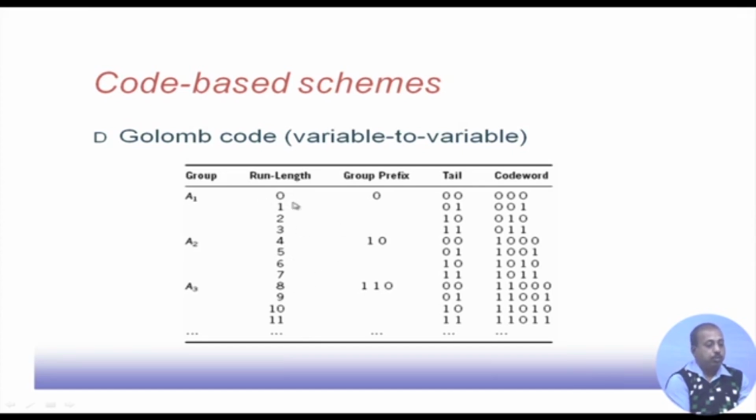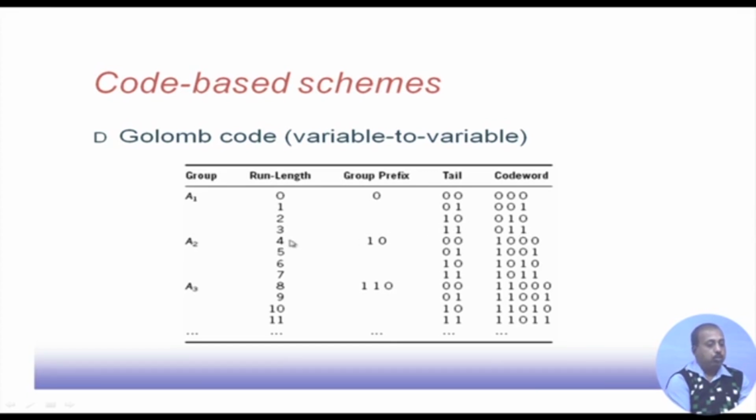Then for each group we have a group prefix. For group A1, the group prefix is 0. For group A2, the group prefix is 10. For A3, it is 110. Now, individual run lengths within a group are coded with individual tail patterns. Say there are four run lengths in each group, they are coded as 00, 01, 10 and 11. So the run length of 0 is finally coded as the group prefix followed by the tail: 0, 0, 0. Similarly, run length of 1 is coded as 0, 0, 1. Run length of 3 is coded as 0 and then the tail 1, 1.